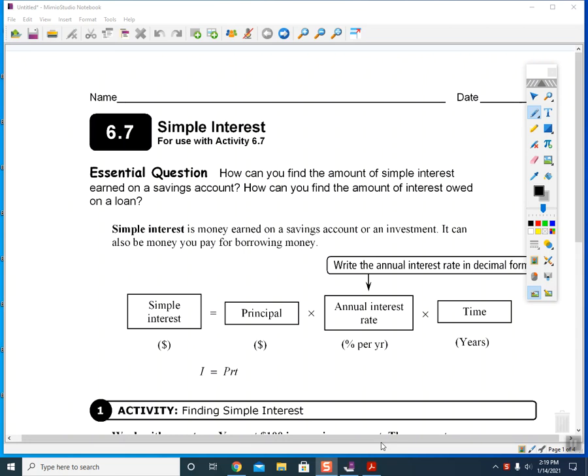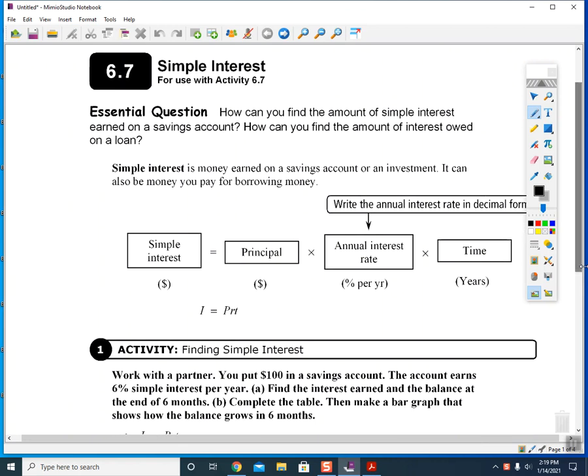So now we're going to move into talking about simple interest. When we talk about interest, we talk about making money off of money or owing money off of money. So we can either gain interest or we can owe interest. Simple interest is money earned on a savings account or an investment. It can also be money that you pay towards something else.